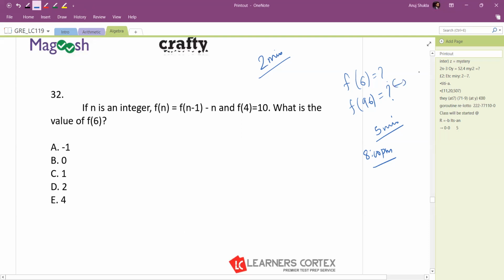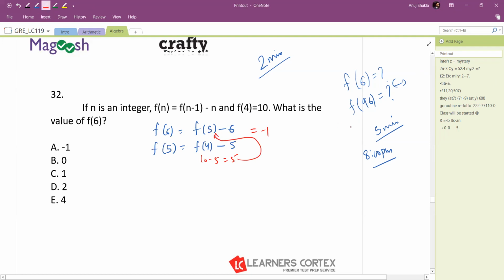Okay. So f of 6, when you have to find, how you can find? Just put it here. F of 6 will be f of 5 minus 6. Again, when you have to find f of 5, it will be f of 4 minus 5. What is given? F of 4 is given. Put the value. So it will be 10 minus 5. So this will become 5. You put 5 here, 5 minus 6. So it will become -1. And then you can get the value of f of 6 very easily.